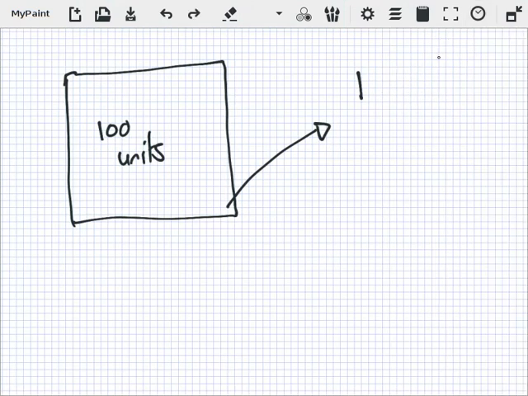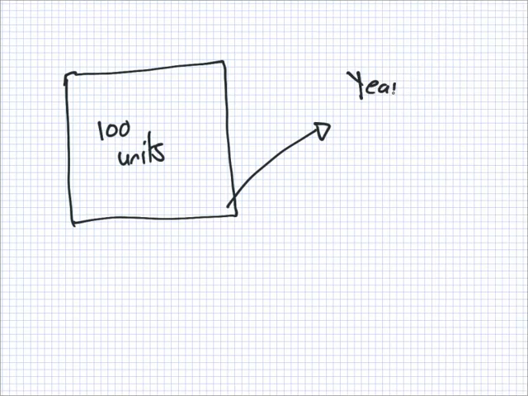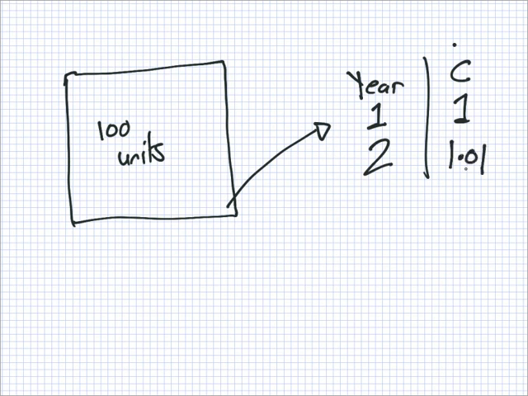Year 1, consume 1 unit. And in the second year, we'll say it increases by 1%. So that's 1.01 units used. Then in the third year, it increases by 1% again. So that'd be 1.01 squared. So what's happening here is the population is increasing by 1%, so the demand is increasing by 1% each year. That actually forms a geometric sequence here.